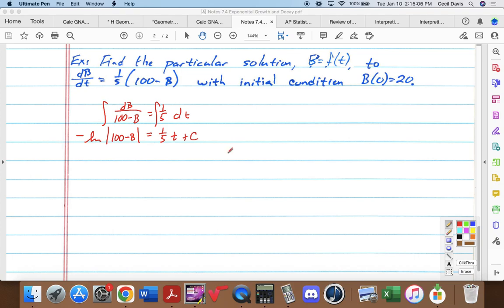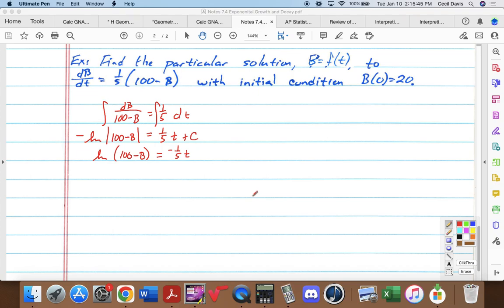With logarithms, I do not solve immediately for c. I'll go ahead and isolate the variable b. So I'm going to multiply both sides by negative 1. So I'll have the natural log of, and by the way, since b is equal to 20 at the time in question, I'm going to drop the absolute value right now, because 100 minus 20 is going to be 80. So this will be the natural log of 100 minus b is equal to negative 1/5 t.